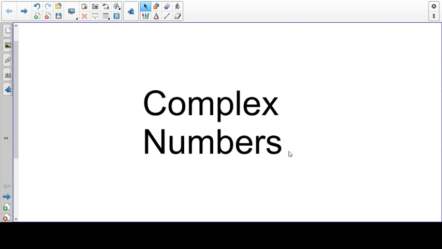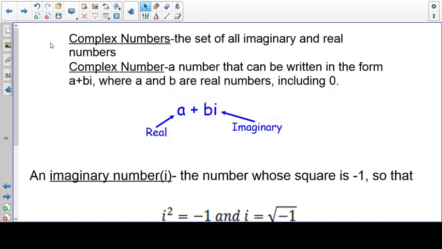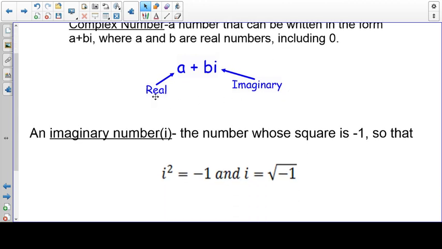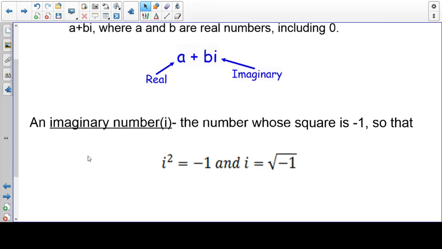Alrighty, so today we're going to go ahead and talk about complex numbers. Complex numbers are the set of all imaginary and real numbers together. A complex number is a number that can be written in the form a plus bi, where a and b are real numbers, including 0. The real part is a, the imaginary part is the bi.